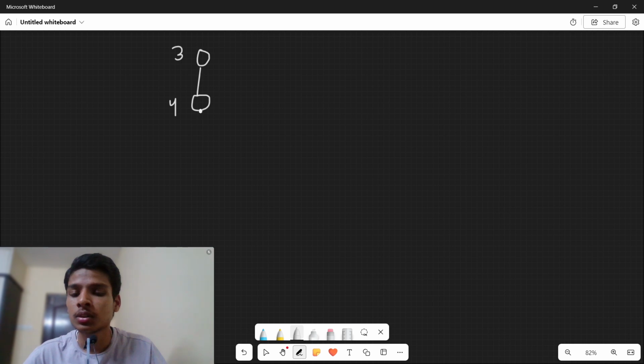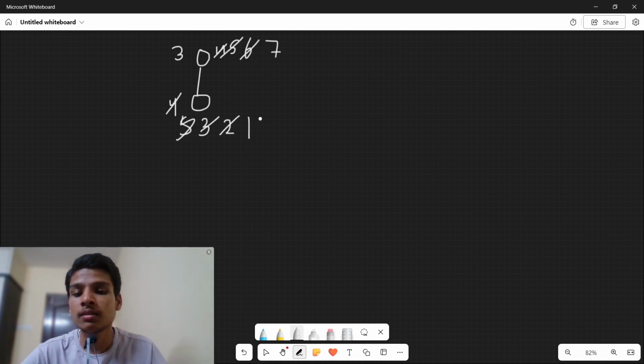You cannot perform an operation on this leaf because it has no child. You can only perform the operation on the root. So how many operations can you perform? I can perform 4 operations. After performing one operation, this 3 would become 4, and this 4 would become 3. In another operation, this would become 5 and this would become 2. Then this would become 6 and this 1. And in the last operation, this will become 7, and this will become 0.